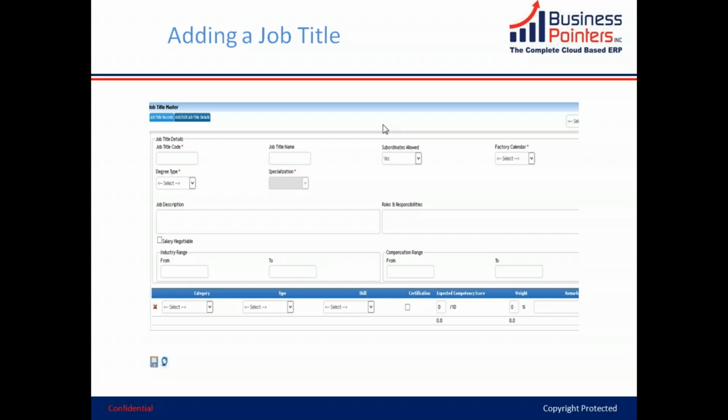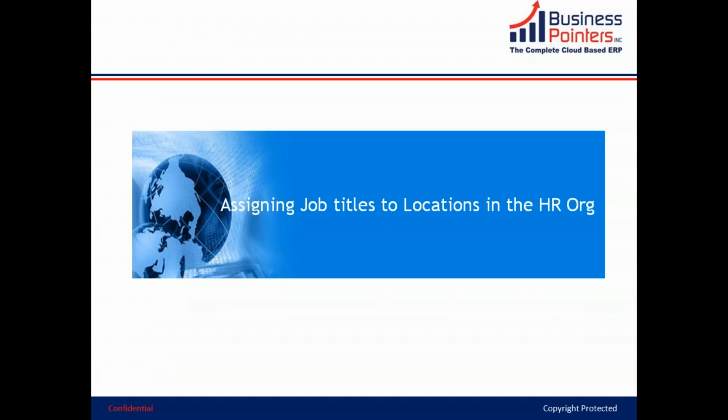Now, this is the job title, name, the subordinates, if it's allowed. If yes, then you select yes. The factory, the calendar, the degree type, the specialization. Okay. Now here you can put the job description of the job title, the roles and responsibilities, the industry range, the job category, the types, the skill, the certification, the expected competency score, the weight, and the remarks.